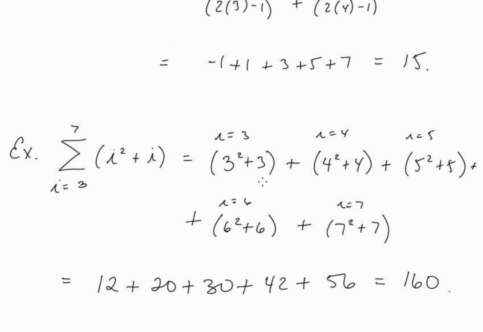And evaluating here, we have 9 plus 3, that's 12. 16 plus 4, that's 20. 25 plus 5, that's 30. 36 plus 6, that's 42. And 49 plus 7, that's 56, and adding that up, we get 160.